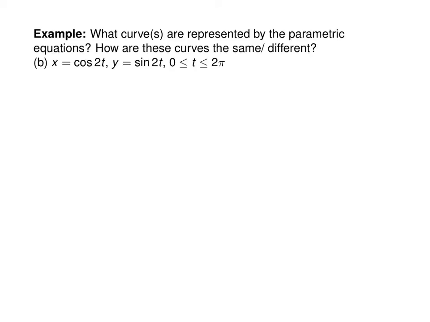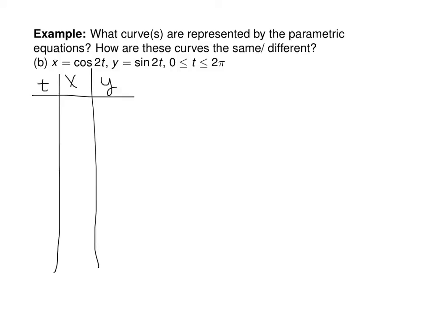Now, what if instead I have cosine of 2t and sine of 2t? So let's make a table again, and let's see how this is different. So t, x, y. If t is 0, cosine of 0 is still 1, sine of 0 is 0. But because we have 2t, now inputting pi over 4, cosine of 2 times pi over 4 is cosine of pi over 2, which is 0. Sine of 2 times pi over 4 is sine of pi over 2, which gives us 1.